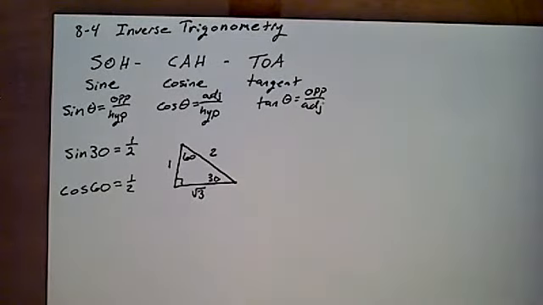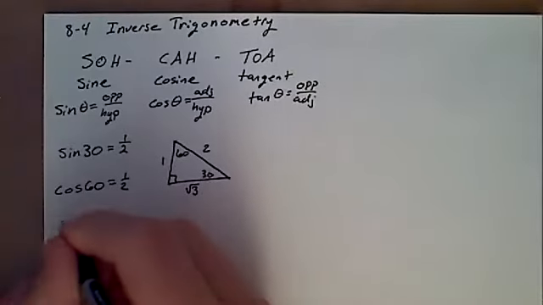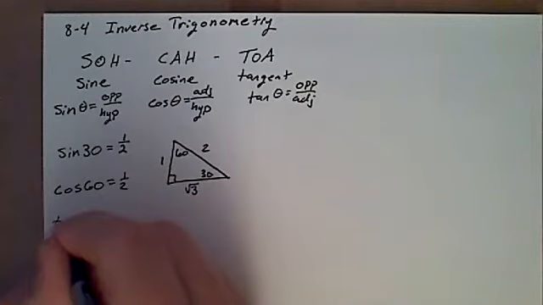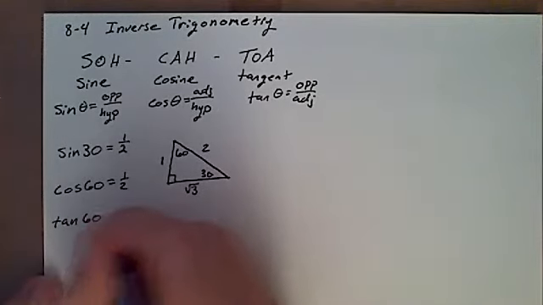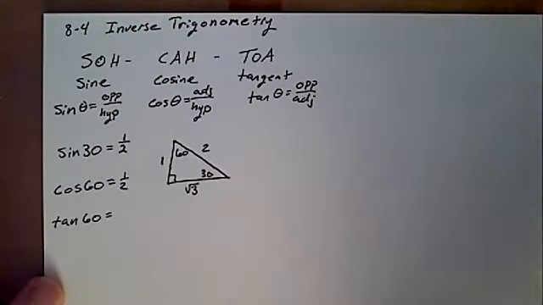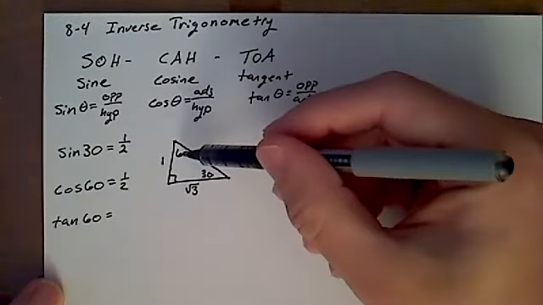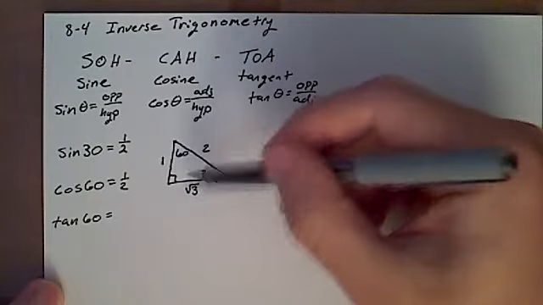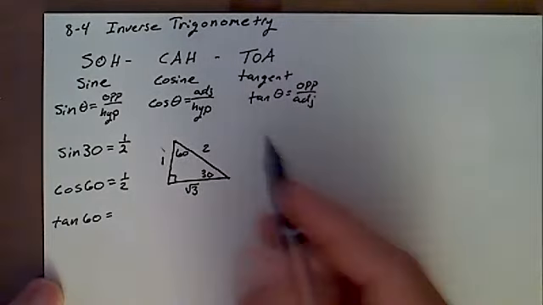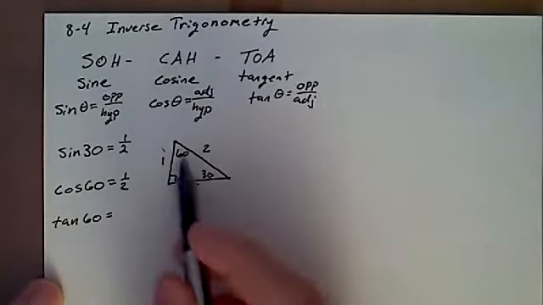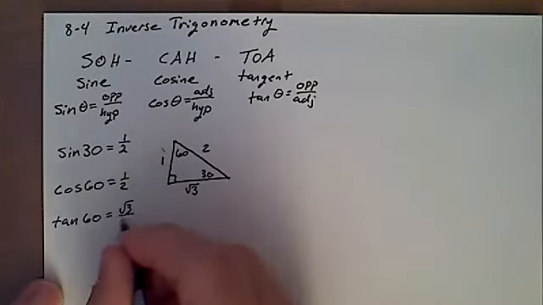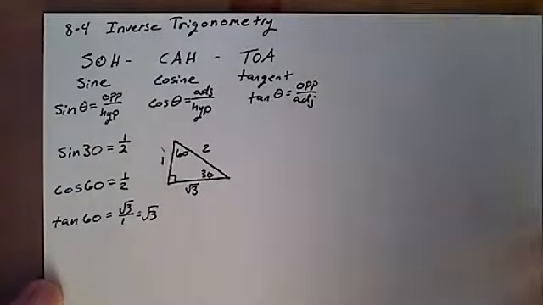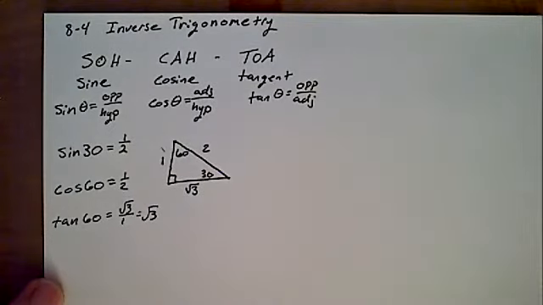What if we wanted the tangent of 60? Well, the tangent of 60 is the opposite over the adjacent, right? Tangent is opposite over adjacent. Opposite is √3 over the adjacent is 1. And anything over 1 is just the number itself, right?